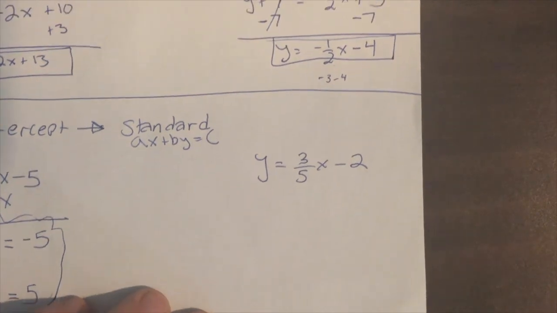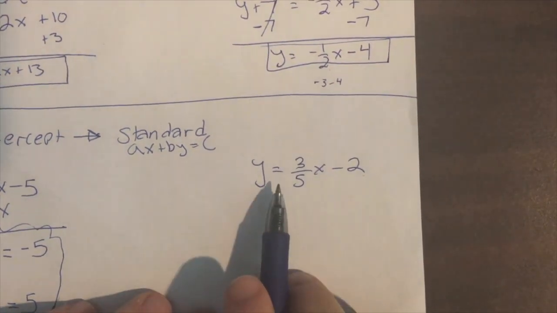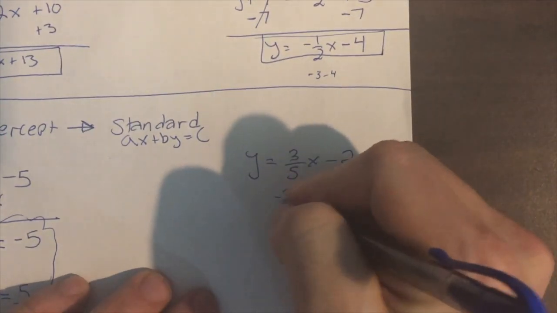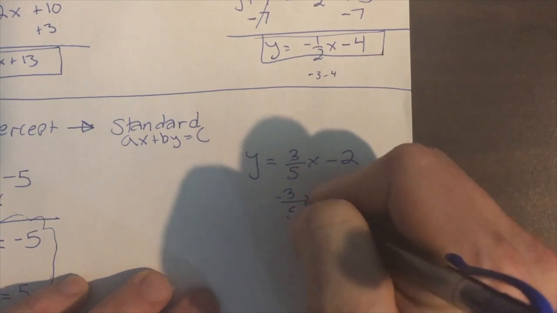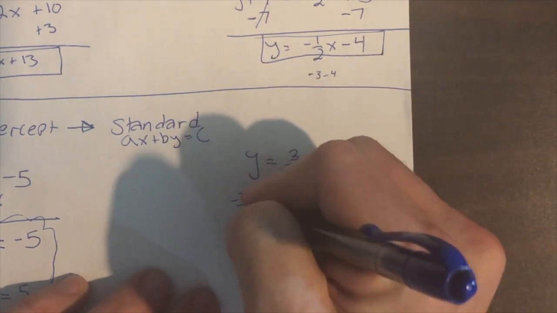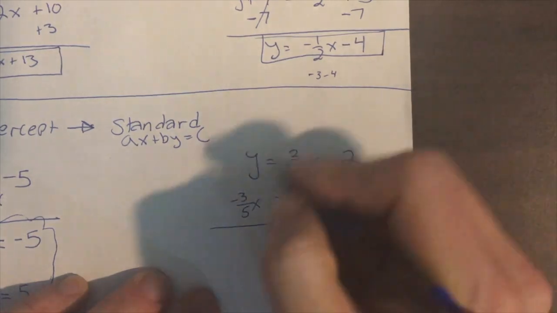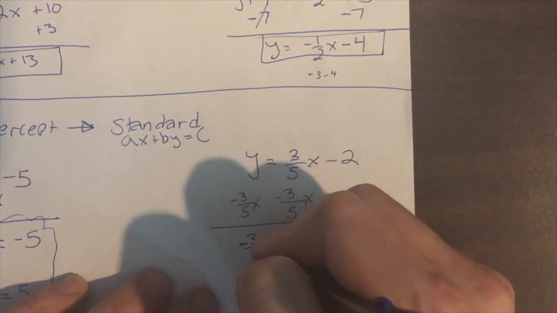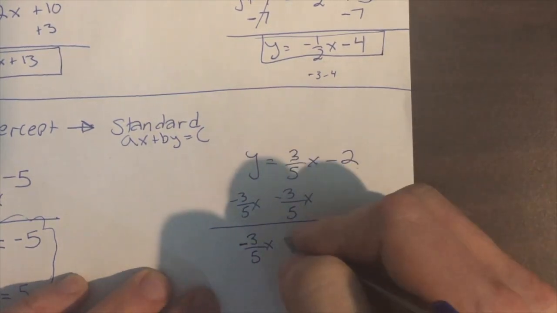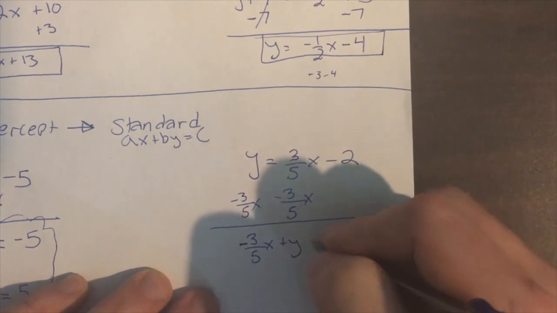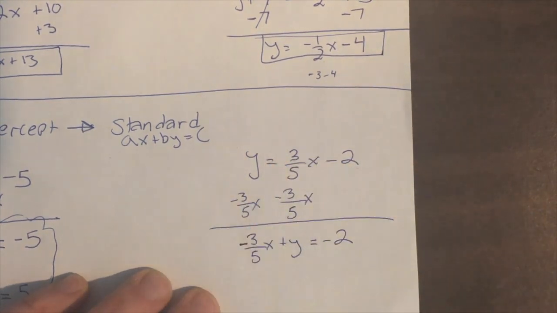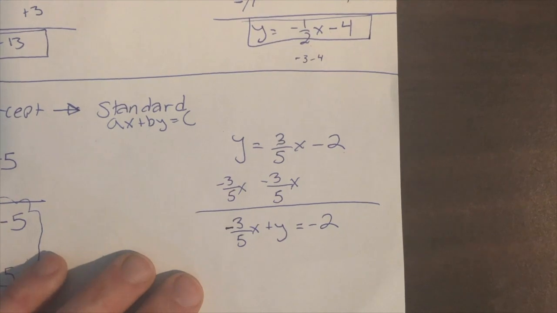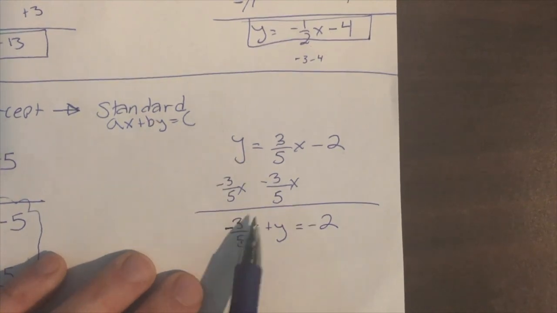Okay, here we go. So I'm now going to convert this to standard form. What I do is first subtract the negative 3/5 x on both sides. So I get negative 3/5 x plus y equals negative 2. Okay? And now I've got a fraction, right?